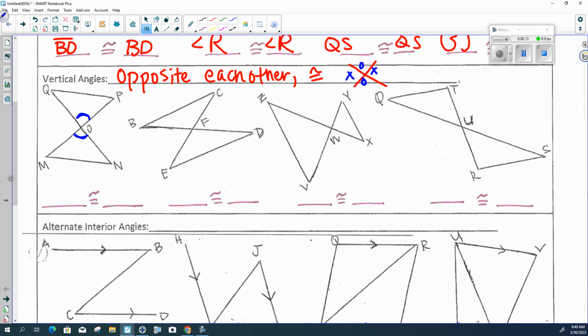There's some we don't use. These have nothing to do with the triangle, so we don't need to mark the X's and the O's, just the set that's inside the triangles. Do your arcs. Good.